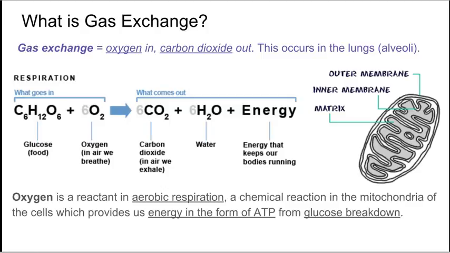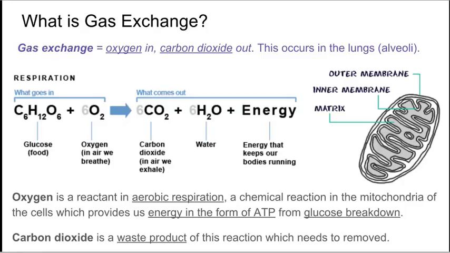Oxygen is a reactant in aerobic respiration, the chemical reaction in the mitochondria of cells which provides energy in the form of ATP from the breakdown of glucose. And carbon dioxide is a waste product of this same reaction. It needs to be removed from the body.